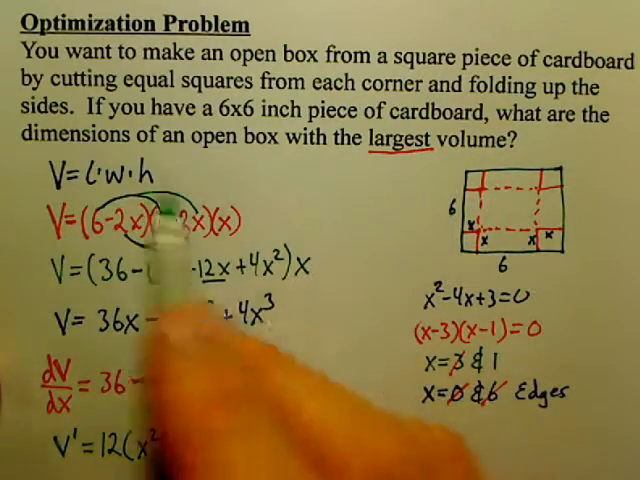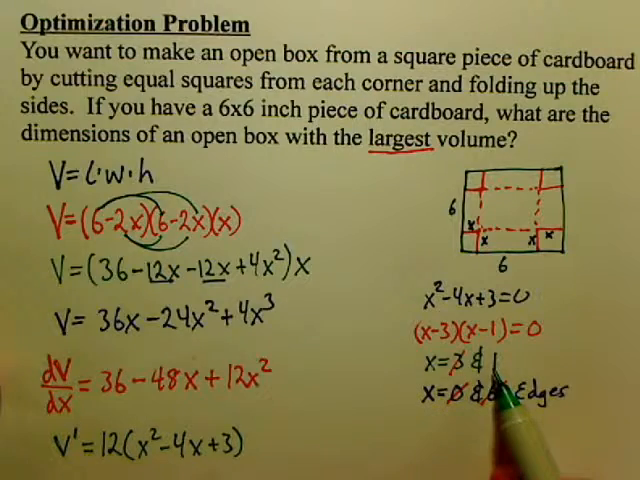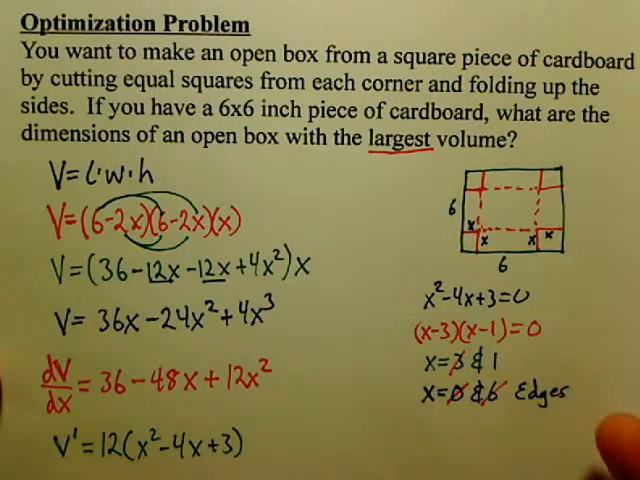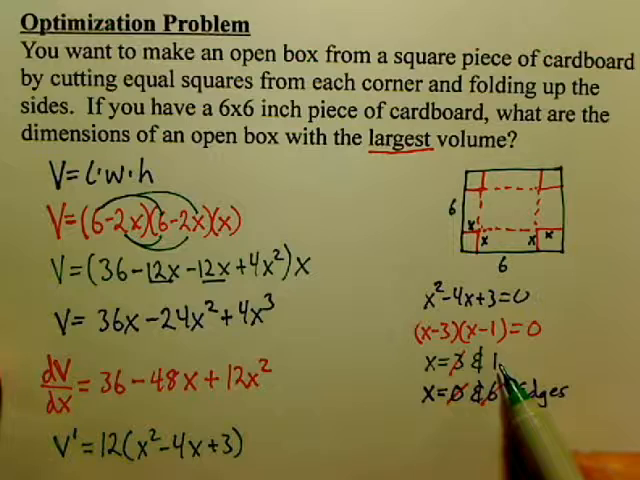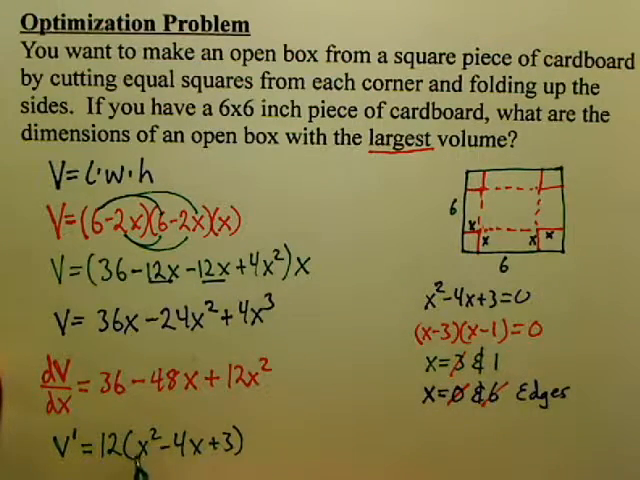Well, it's asking for the dimensions, so if that's 1, it's asking, how do we know if this is actually the maximum though? Well, let's see if that's a relative max or min. That might help us out. How do you tell if that's a relative max or min? Well, we go to this. We take the second derivative.